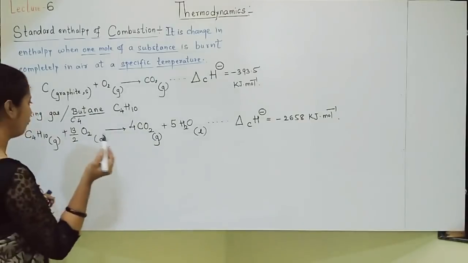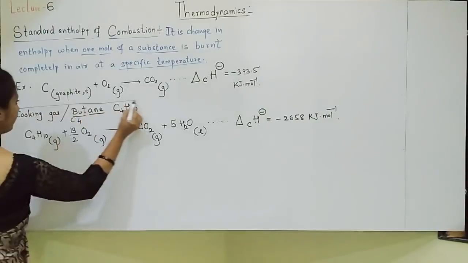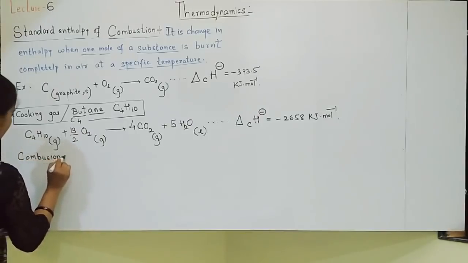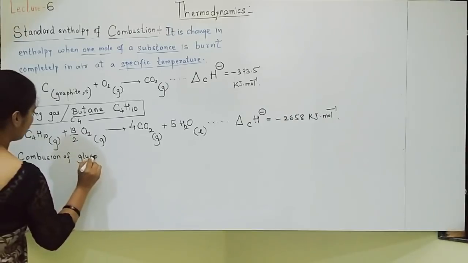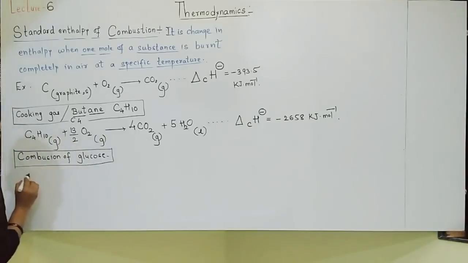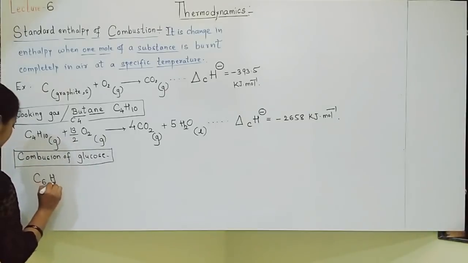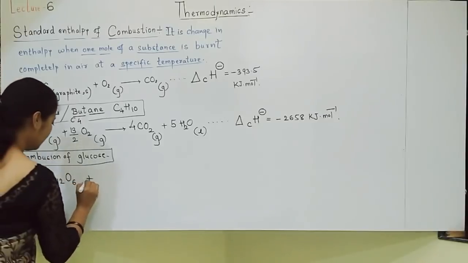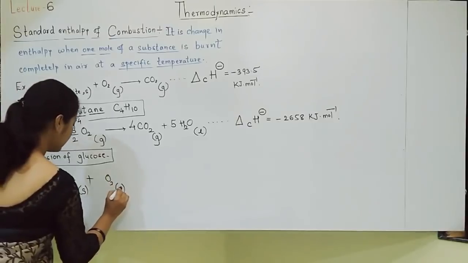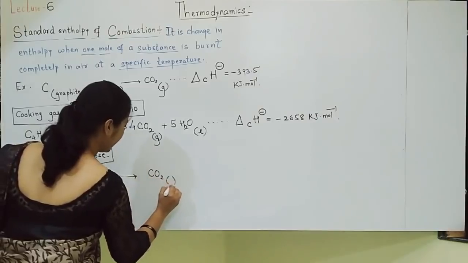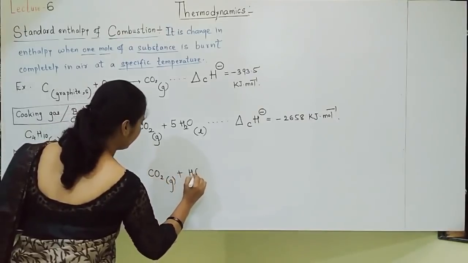Let us write one more equation for your understanding. Combustion of glucose we will write. Students, I hope you know the formula for glucose, C6H12O6. So how am I writing it? C6H12O6, glucose is solid, plus oxygen gas gives. Okay, products I know are always carbon dioxide gas and water.